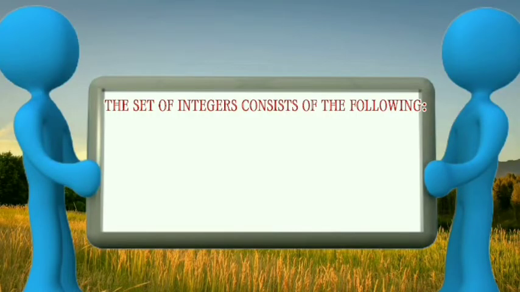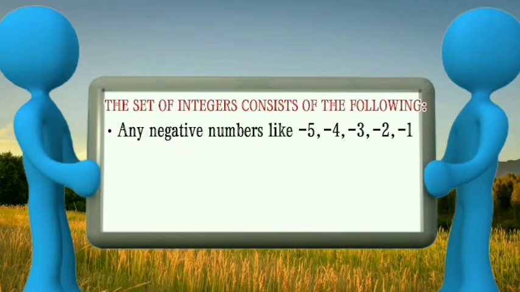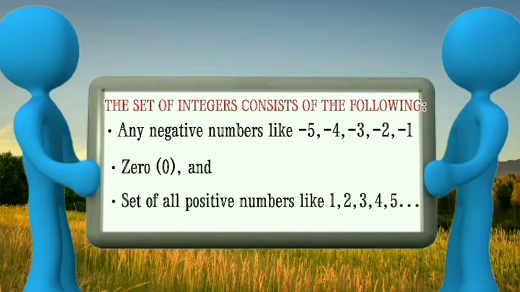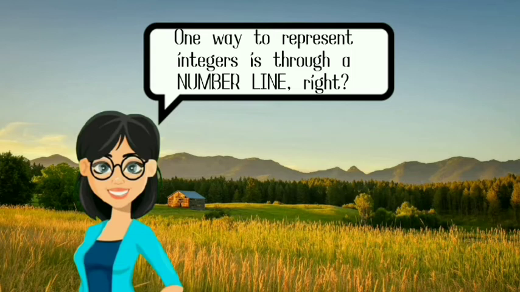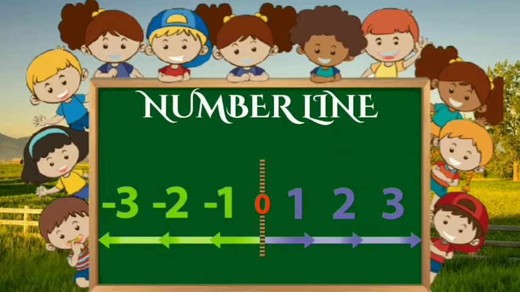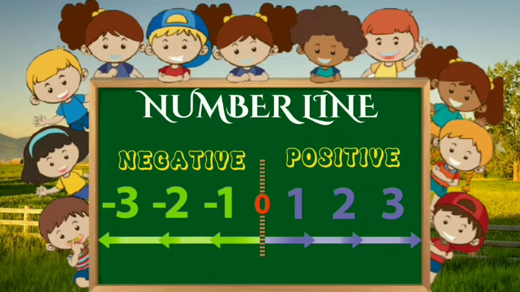The set of integers consists of the following: any negative numbers like negative 5, negative 4, negative 3, negative 2, negative 1, 0, and a set of all positive numbers like 1, 2, 3, 4, 5, and so on. One way to represent integers is through a number line, right? Observe the number line below. To the right of 0 are the positive integers, while to its left are the negative integers.